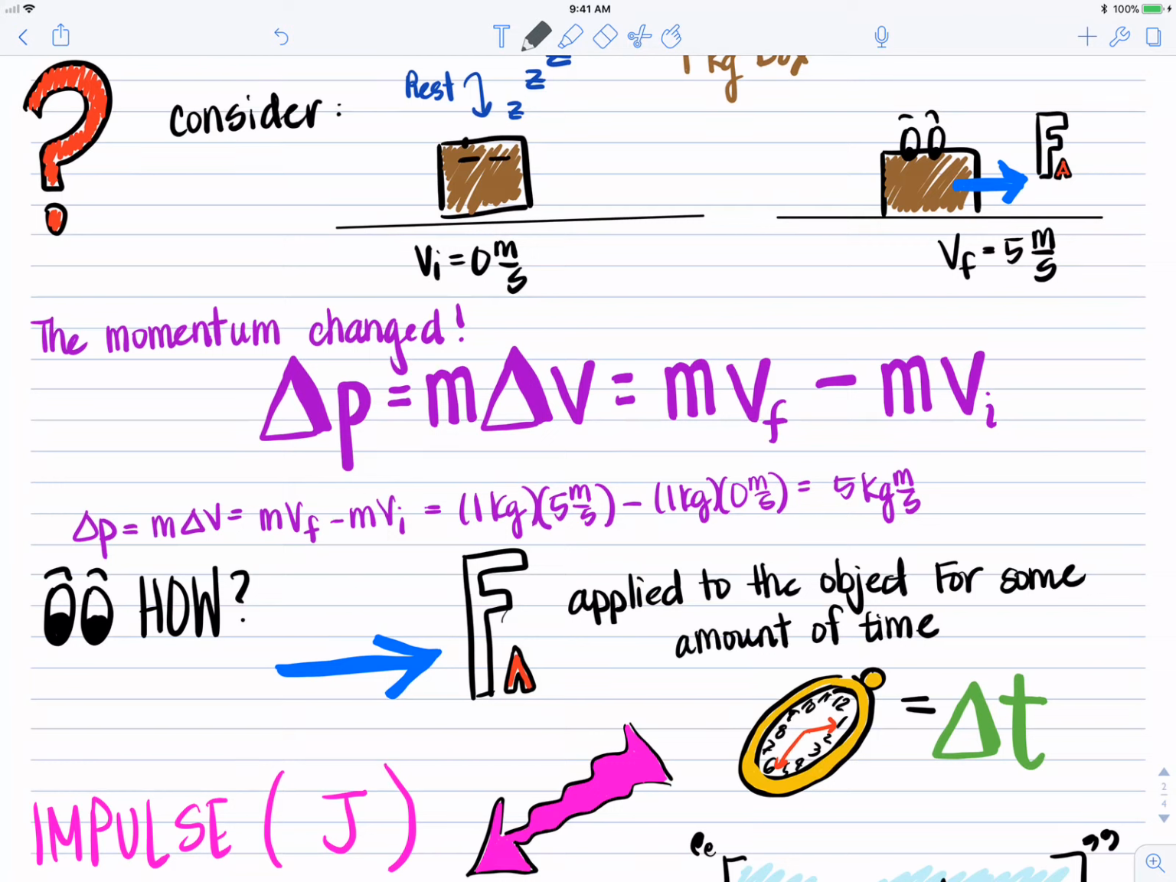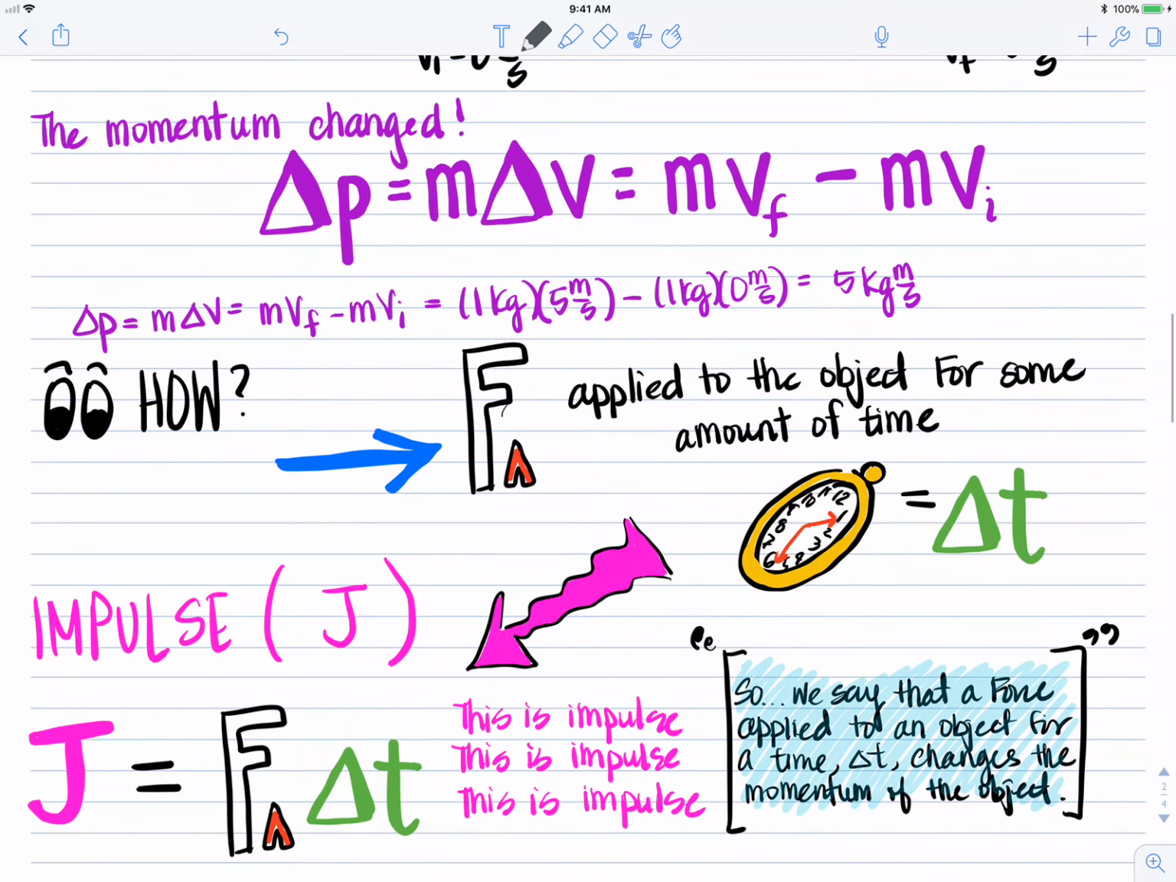That quantity of F times delta t is called the impulse, represented by the letter J. Since force is a vector, impulse, J, is also a vector. Now remember again that the J is the symbol for impulse and not a unit. This is not a joule. This is the letter J that represents impulse. So we can generally say that a force applied to an object for a time delta t changes the momentum of the object. And we see that every day in action.